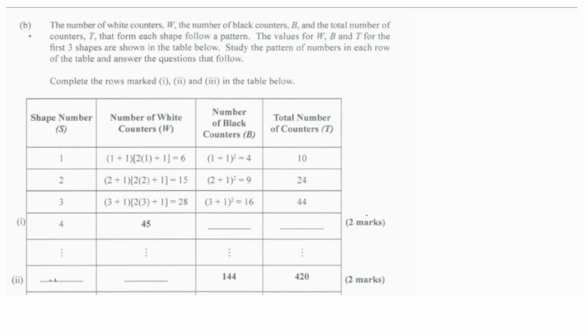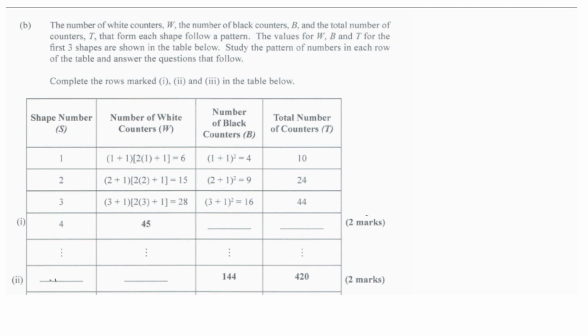Okay, so we are following up from part A of the question from the pattern. The number of white counters W and the number of black counters B and the total number of counters T that form each shape follow a pattern. The values of W, T and B for the first 3 shapes are shown in the table below. Study the pattern of the numbers in each row of the table and answer the questions that follow. So we need to complete part 1, part 2 and part 3.